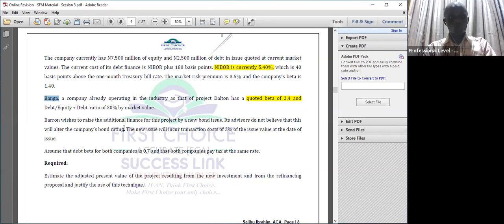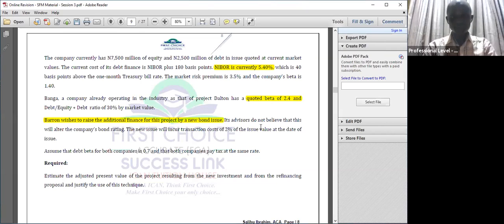Baron wishes to raise the additional finance for this project by new bond issue. Can you see that? This is the information in this question that makes me know that I will use APV, because Baron wants to finance this project by taking additional bond. The company wants to issue bond in order to finance that project. So my financial risk will change. That is the only thing that will make me consider APV, not because the project is diversification. No. That one alone is not sufficient for you to use APV. Okay.